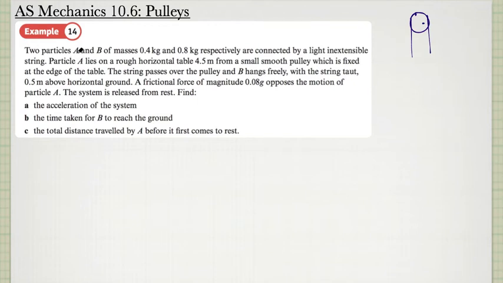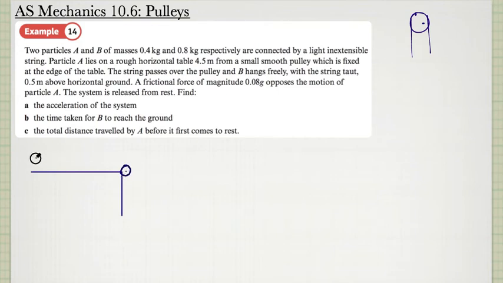Two particles A and B of masses 0.4 and 0.8 respectively, connected by a light inextensible string. That basically just tells us everything is normal. Particle A lies on a rough horizontal table 4.5 meters from a small, smooth pulley, which is fixed at the edge of the table. So here I need the table, and the pulley fixed at the edge of that table.